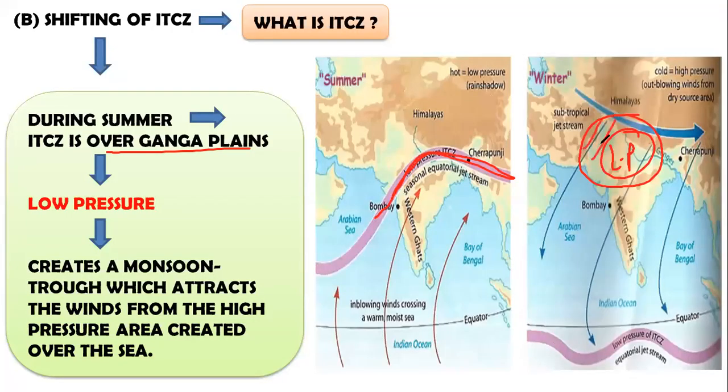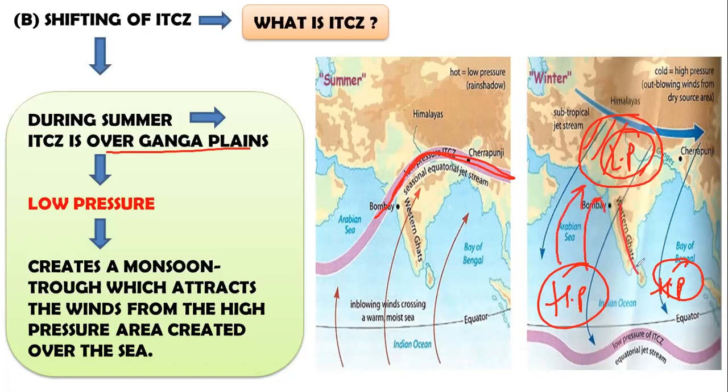Now what happens? Because the low pressure has become twofold now, all the winds, or you can say all the high pressure areas that have been developed near India, over the Bay of Bengal, over the Indian Ocean, will now try to gush in towards India. Why? Because the low pressure has become twofold due to the presence of ITCZ. So this ITCZ creates a monsoon trough which attracts the winds from the high pressure area created over the sea. So it is quite helpful as it attracts all the high pressure winds towards India.